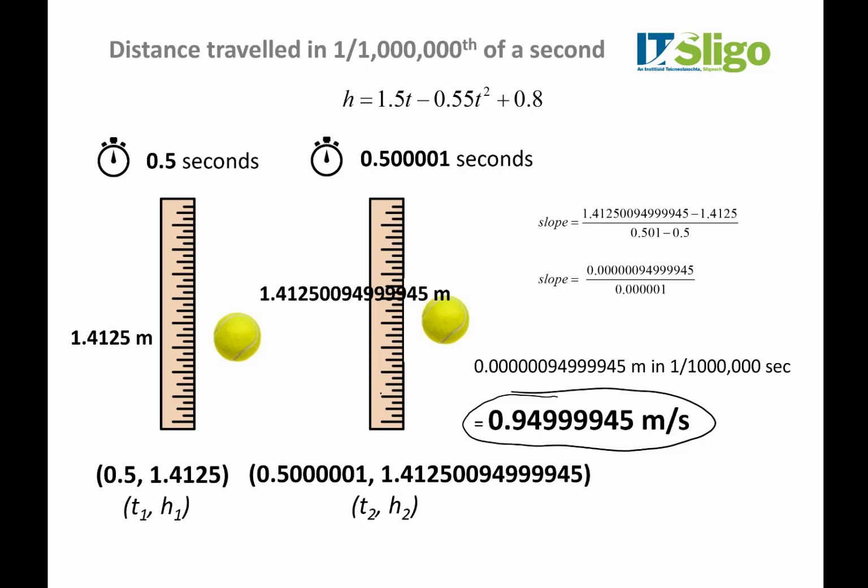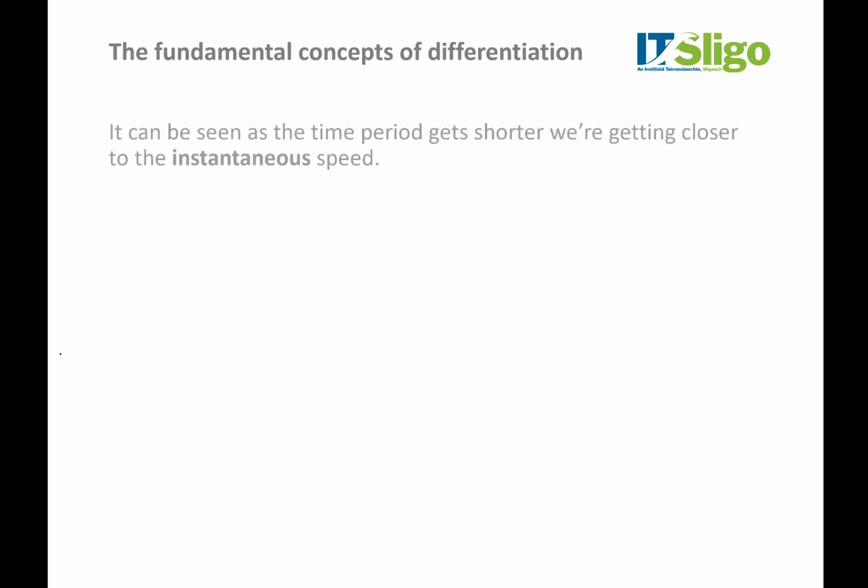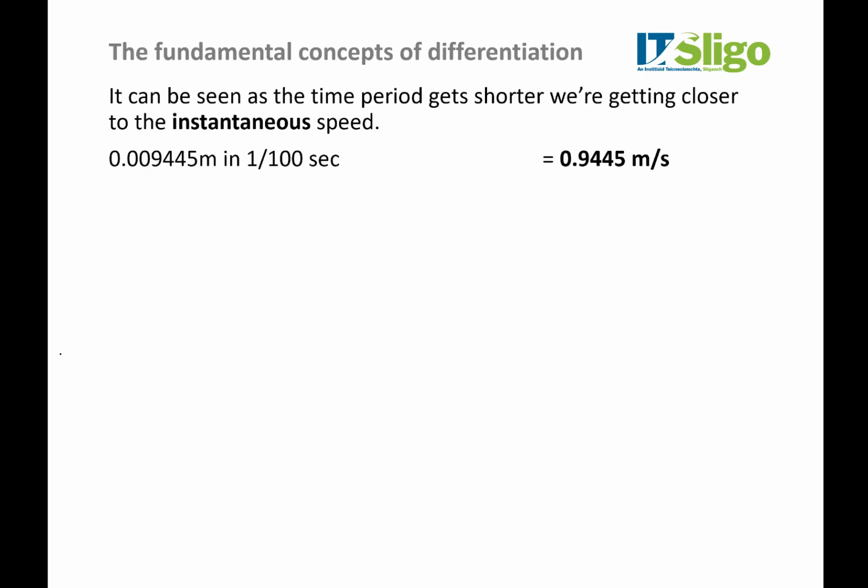So now we're getting very, very close to the speed of the ball at our point of interest. On the next slide, I actually go on and bring it into 1,000,000th of a second, but the numbers got too unwieldy, so I'll just give us a quick review of what we've done so far. In 1/100th of a second, this was the average speed between the ball in its original position and the new position 1/100th of a second away.